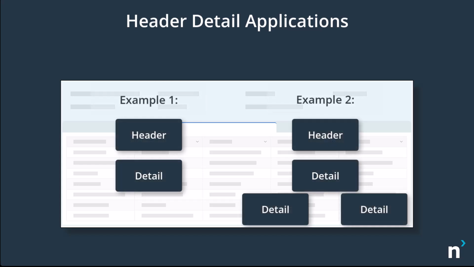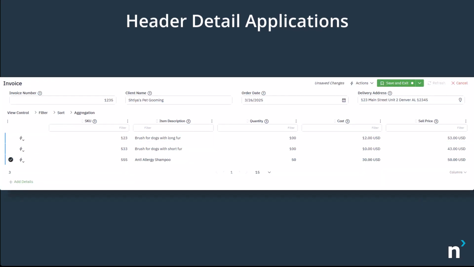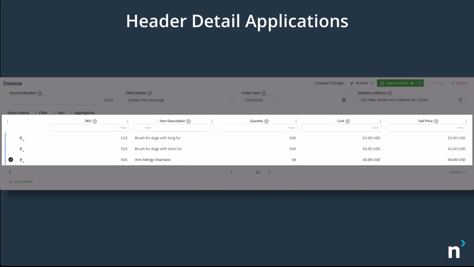Let's review 2 examples of how a header detail application can be configured to effectively manage connected data. Our first example was created with a header application and a single detail application. This invoice application was created to manage customer invoices. The header includes the invoice number, client name, order date, and delivery address. The detail application lists specifics about invoice line items such as each item's description, quantity, cost, and sell price.